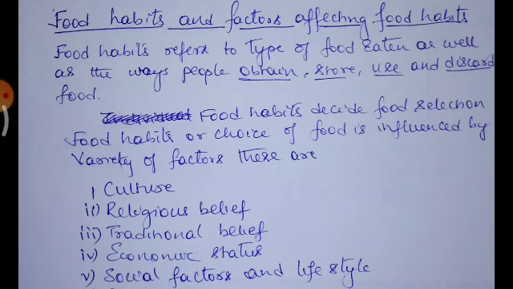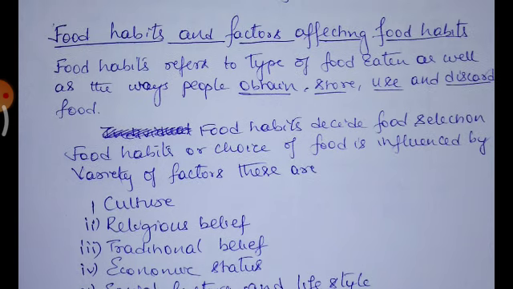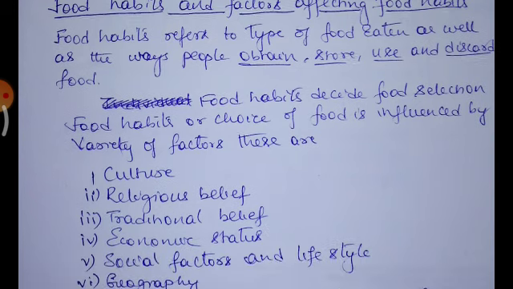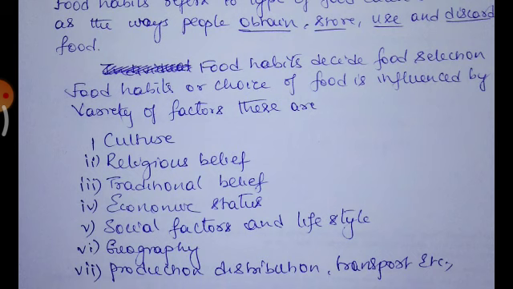So along with that, food habits. Coming to the food habits, it refers to the type of food eaten as well as the methods by which food is obtained, stored, used, and discarded. Food habits differ from place to place and person to person and among the community and other factors. Food habits decide food selection, and food habits or choice of food is influenced by a variety of factors such as culture, religious belief, traditional belief, economic status, social factors, lifestyle, geography, production, distribution, and transport.